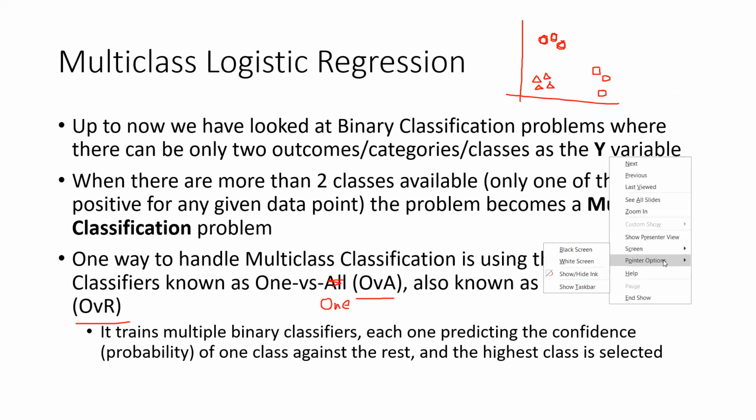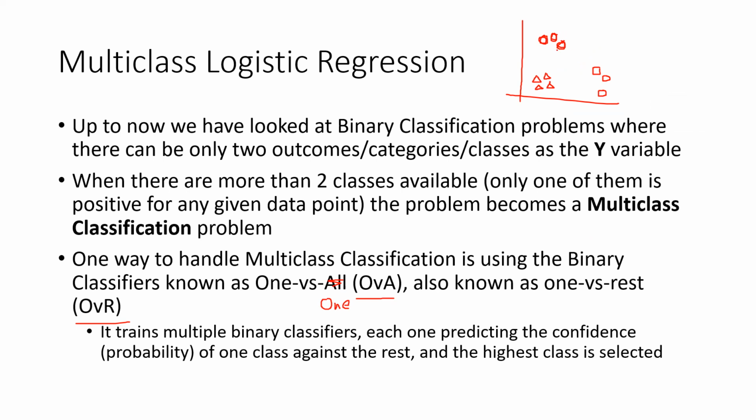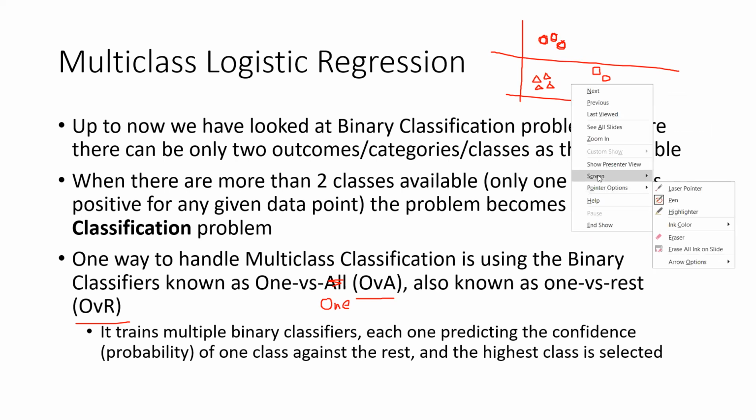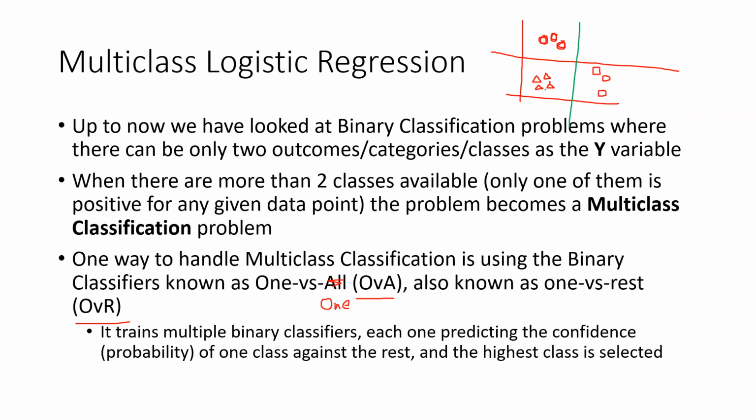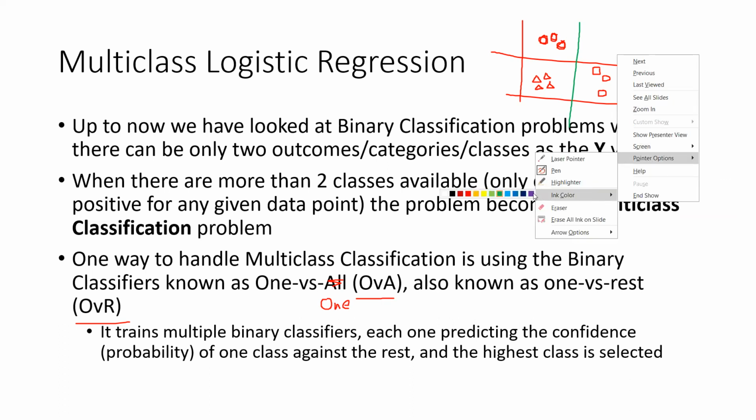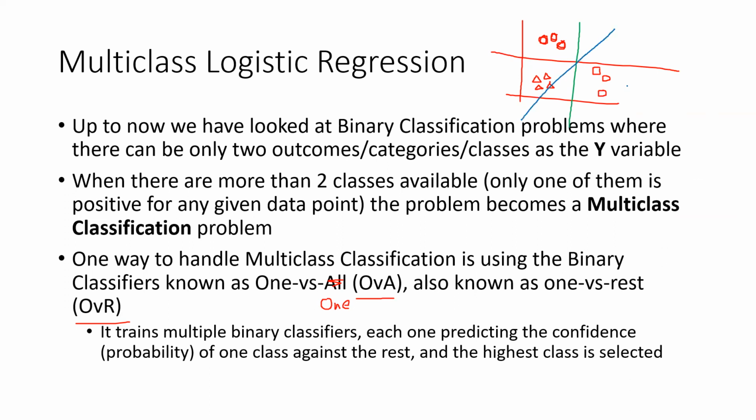The other way is to use a one-to-one classifier. One-to-one means you use a binary classifier to classify between the first class and the second class. You draw a line between them. You draw another classifier, that is one versus one, to classify between another two classes. Something like this. So now you have three classifiers, and using these three classifiers you can make a prediction. That is one versus one.